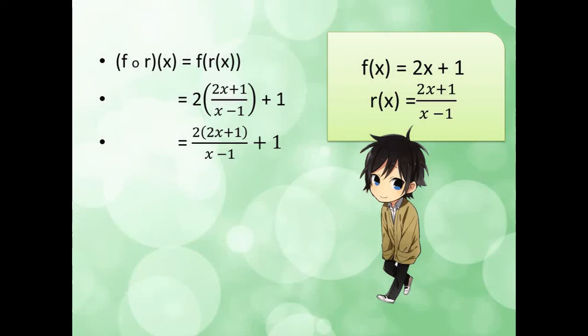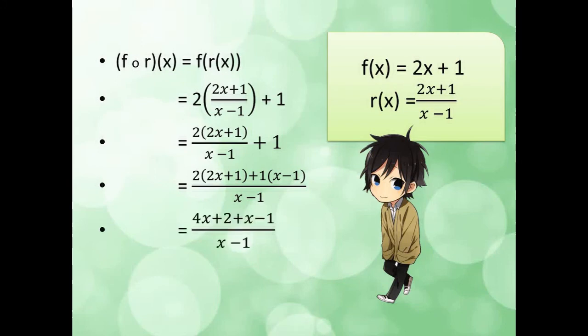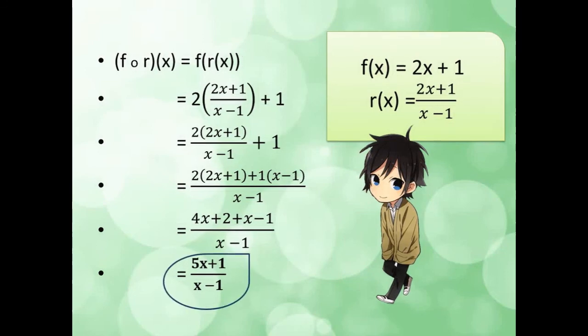Combining over a common denominator, that is 2 times the quantity 2x plus 1, plus 1 times x minus 1, all over x minus 1. So that becomes 4x plus 2 plus x minus 1 over x minus 1. Then by adding like terms, that becomes 5x plus 1 over x minus 1.